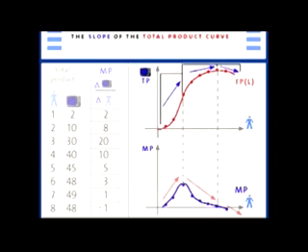Let's suppose you're standing here on the axis looking up at a curve, and if you're looking up and you see a cave, then we say that the curve is concave.